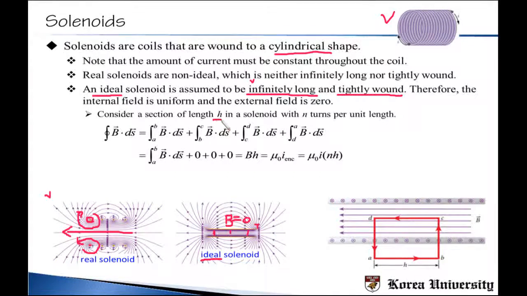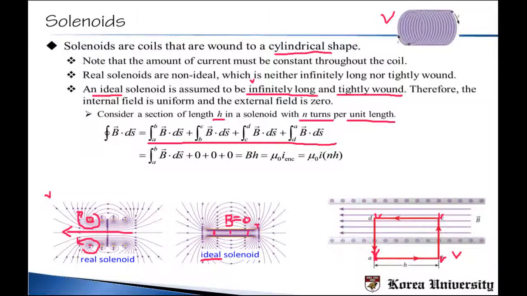for a section of length h, and in this solenoid there are small n turns per unit length. Okay, so in this situation we will use the Ampere's law, and this is the Amperian loop. We have this rectangular red part. Okay, so if we want to integrate magnetic field going around this Amperian loop, we have to do the integration over 4 sections, starting from A, go to B first, and then go to C, go to D, and come back, right? So here I have written that we are dividing this Amperian loop into 4 sections.